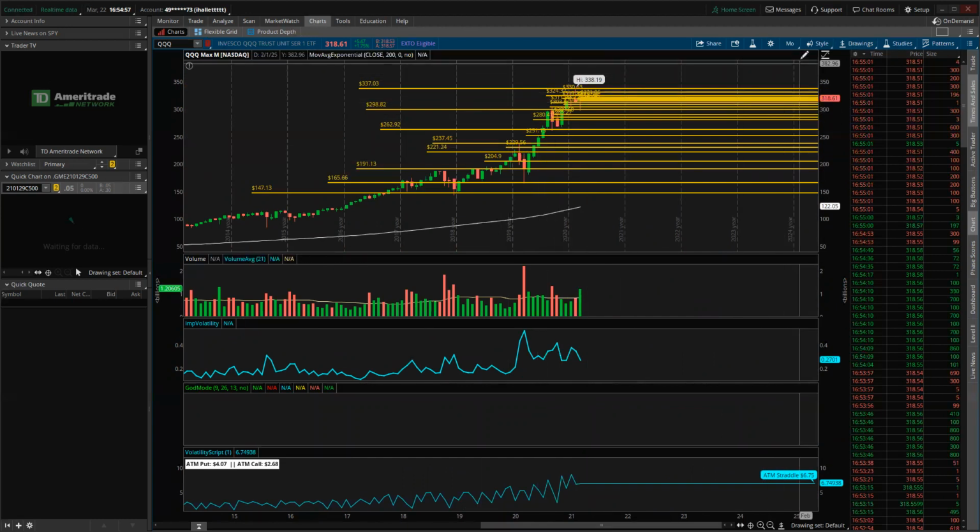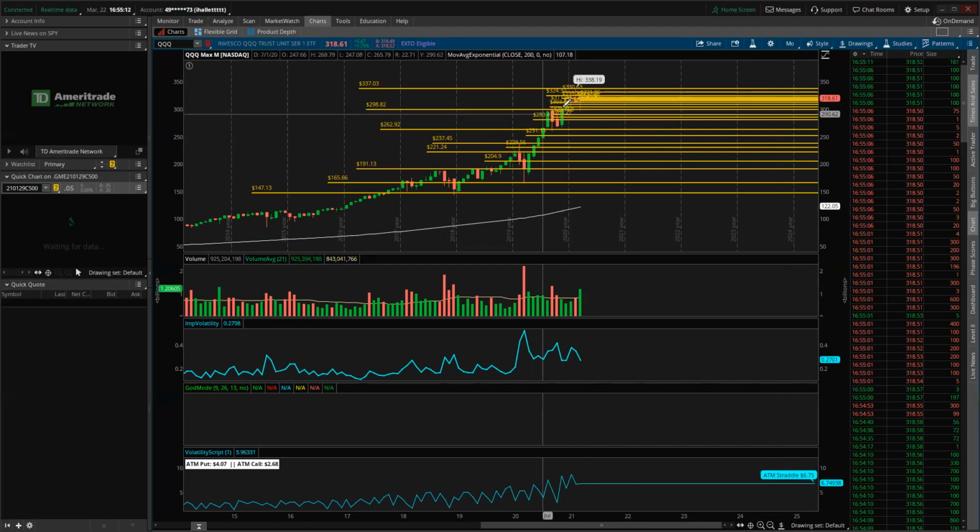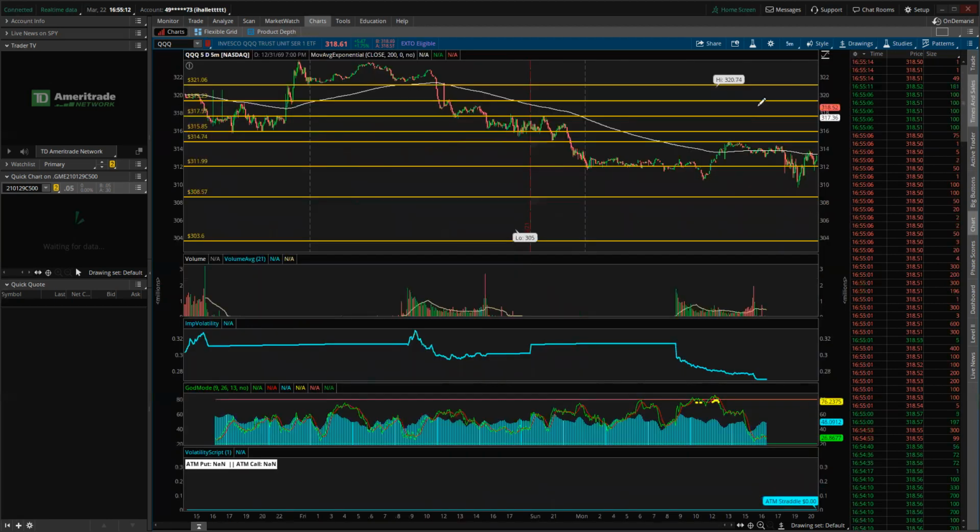So if you're going to draw patterns, go somewhere else. Go new drawing set and then draw it from there. If it doesn't bother you, that's great. But I can't draw anything on this or keep looking at it unless I'm on the small time frames, like the 5-minute.